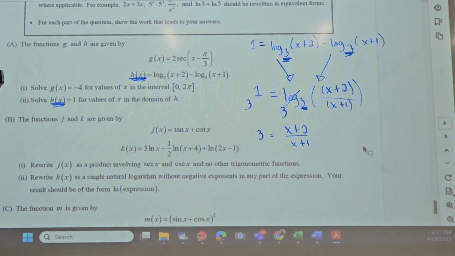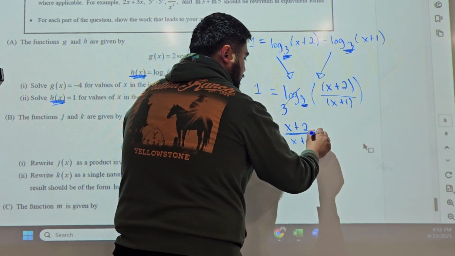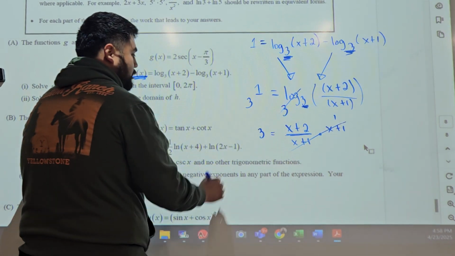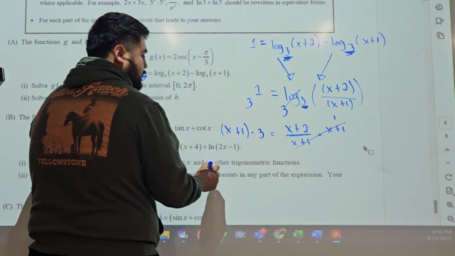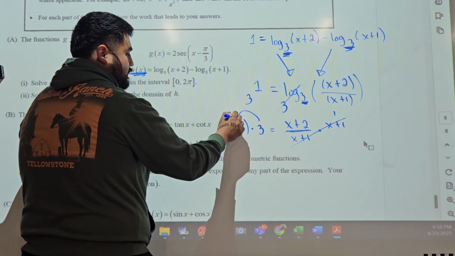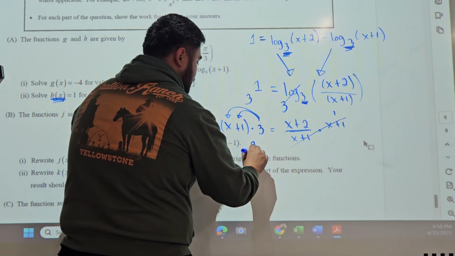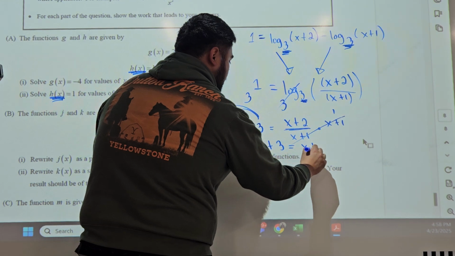So what do I do with that? Well, I don't like fractions. Get rid of it. Multiply by the denominator. So all these right here become 1. And what I do to one side, you have to do to the other. So now this 3 is going to distribute to the 1 and the x. So I'm left with, oh no, I don't have room. 3x plus 3 equals x plus 2.